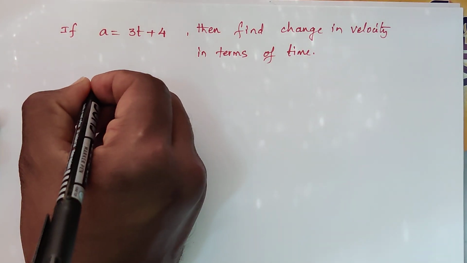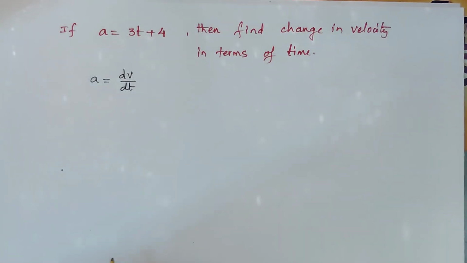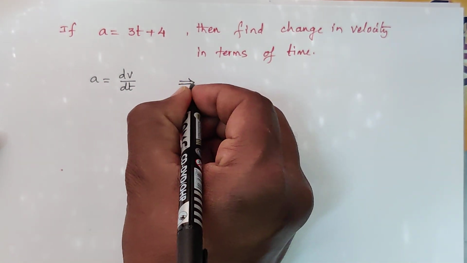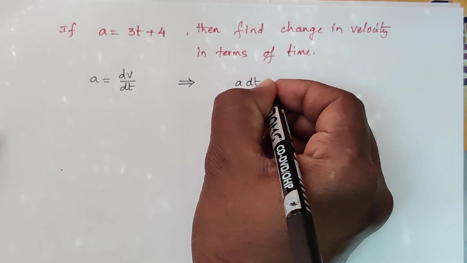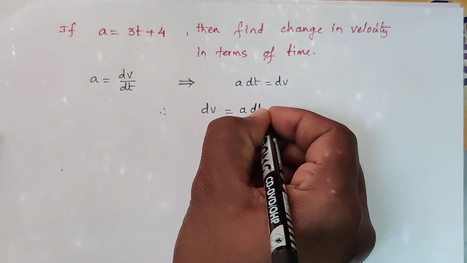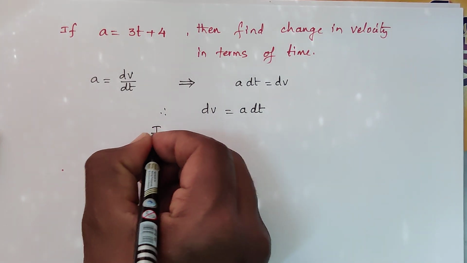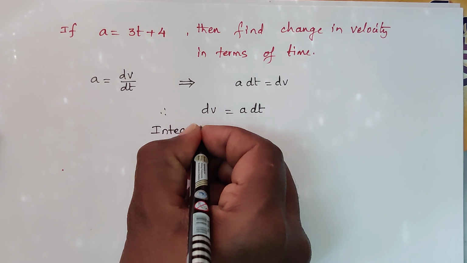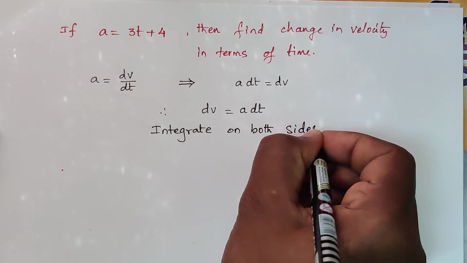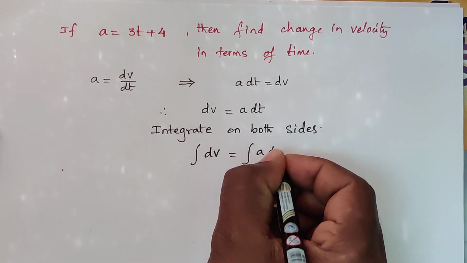For this question, we know acceleration a is equal to rate of change of velocity, a equal to dv by dt. On cross multiplying, we will get a dt is equal to dv. That means change in velocity dv equal to a dt. This is infinitesimally small change in velocity. So now what I am doing is integrate on both sides. Integral dv equal to integral a dt.